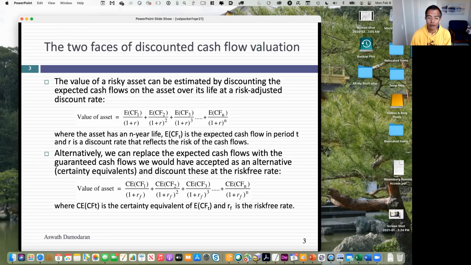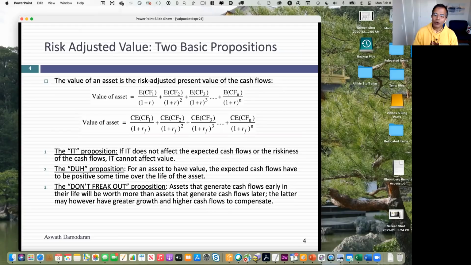Make your choice early. If you're going to do traditional discounted cash flow valuation, your job is to get expected cash flows, not conservative estimates, not lowball numbers, but expected values, and then adjust your discount rate for risk. Any questions? So let's look at these as equations. In a traditional valuation, the expected value of an asset is expected cash flows discounted back at a risk-adjusted discount rate. In a certainty equivalent version, you take certainty equivalent cash flows and discount them back at a risk-free rate.